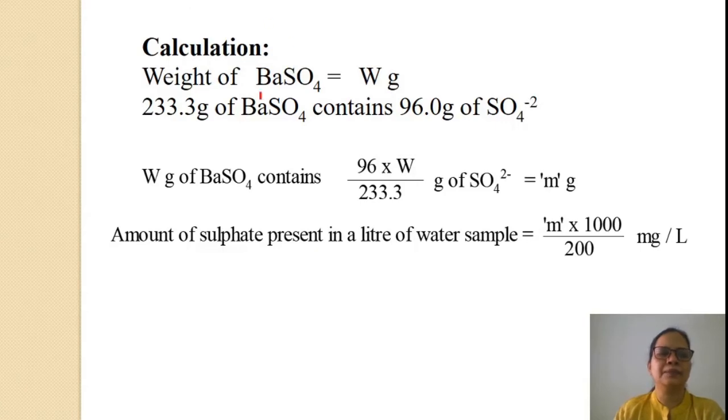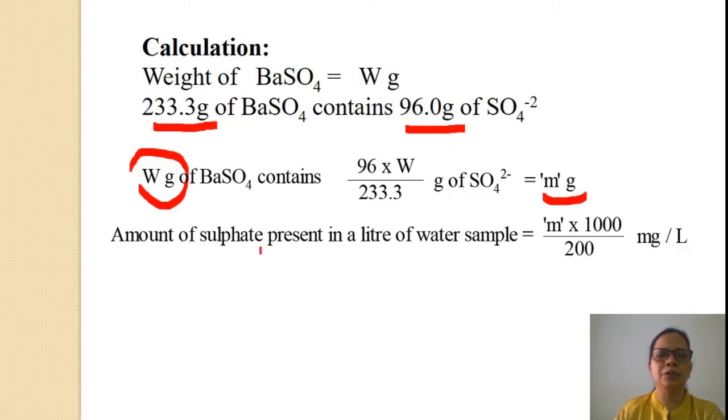The calculation part. Let the weight of barium sulfate be W gram. Now, 233.3 gram of barium sulfate contains 96 gram of sulfate. Here, 233 is the molecular weight of barium sulfate and 96 is the molecular weight of sulfate. Therefore, W gram of barium sulfate will contain, just cross multiply, W into 96 divided by 233.3 gram of sulfate. Let us take it as m gram.